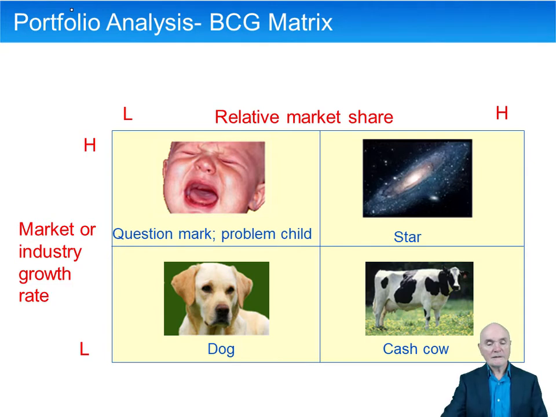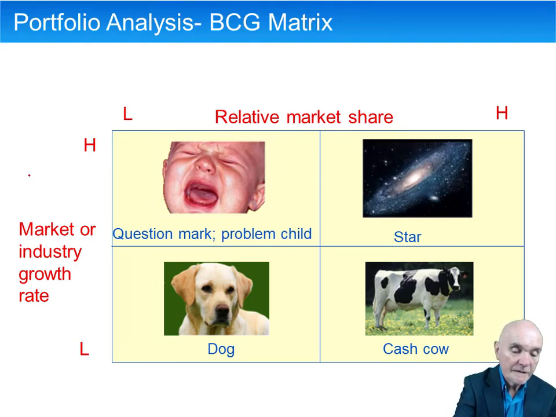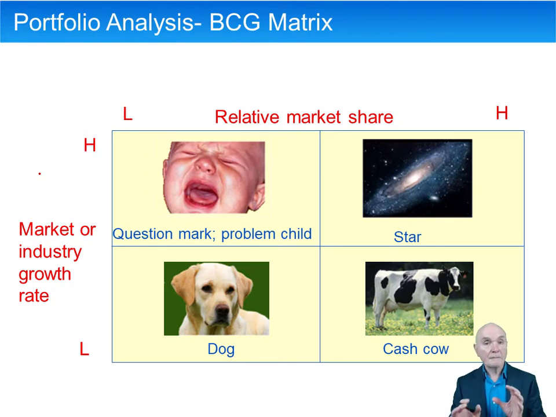So, first of all, we start here. Question mark or problem child. Here we have a product whose market is growing strongly. So this means that it's a good product to be in. We want to be in that market because if the market is growing strongly, it's probably a new market and has got a decent future. So we want to be there.